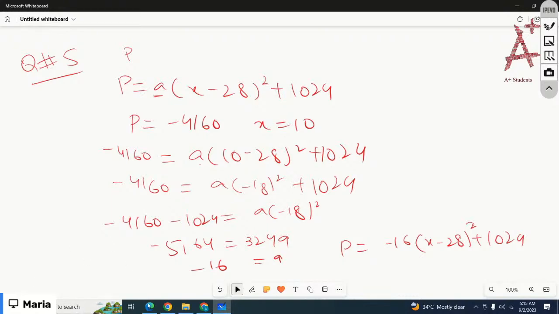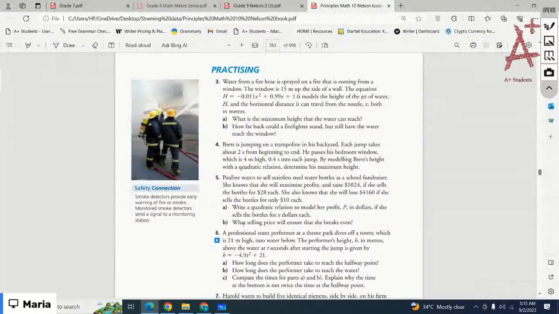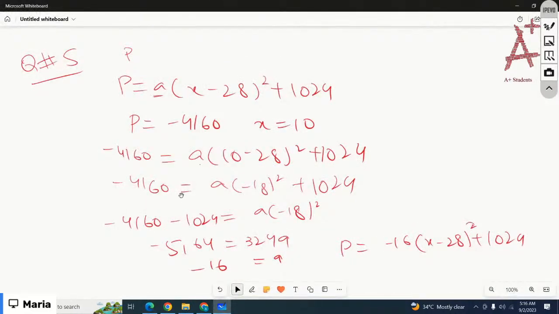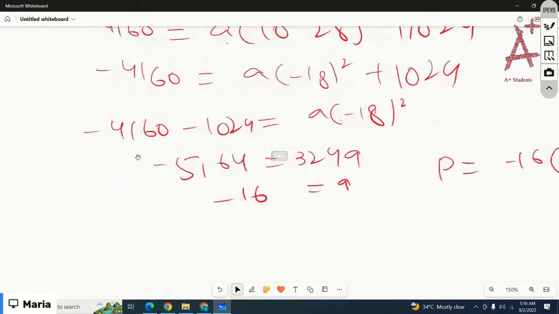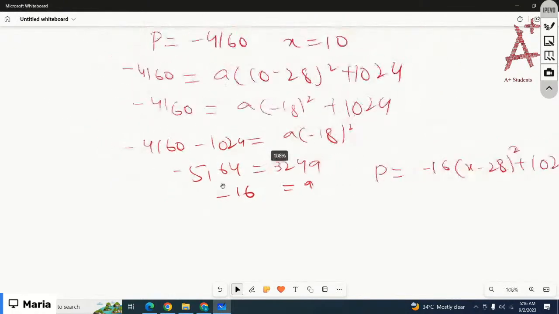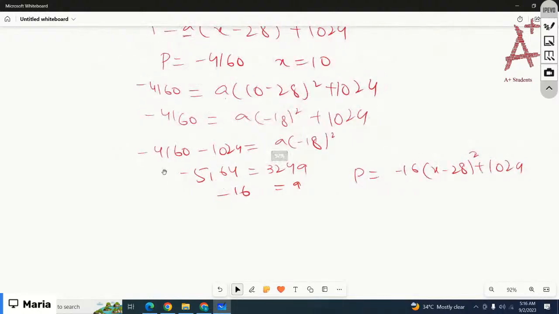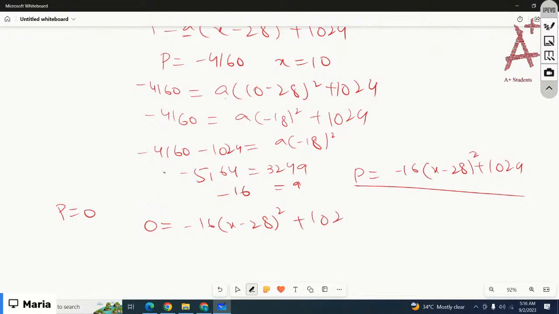Okay, the b part is, what selling price will ensure that she breaks even? You have to calculate the selling price, right? So we have to substitute P equals 0 in the equation. The equation is P equals negative 16 times x minus 28 whole squared plus 1024. Just replace P with 0, so 0 equals negative 16 times x minus 28 whole squared plus 1024.